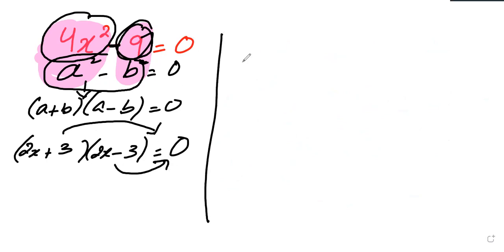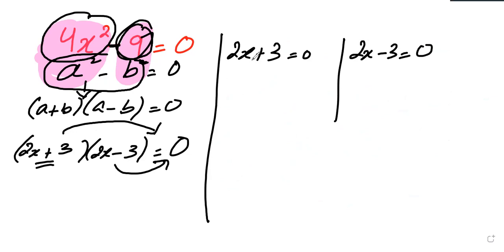So guys, now we'll form two linear equations. The first one is 2x plus 3 equals to 0, and the second one is 2x minus 3 equals to 0. So guys, now they are linear equations. In a linear equation, we gather x on one side and the constant on the other side.